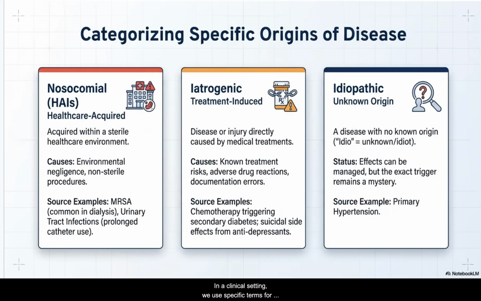In a clinical setting, we use specific terms for disease origins. For example, nosocomial infections or HAIs, healthcare acquired infections. These are acquired within a healthcare environment, often due to non-sterile procedures. Then we have iatrogenic conditions. These are treatment-induced, such as a patient developing secondary diabetes due to chemotherapy. Finally, we have idiopathic diseases, those with no known origin. The prefix idio literally means unknown, right? For example, as seen in primary hypertension.